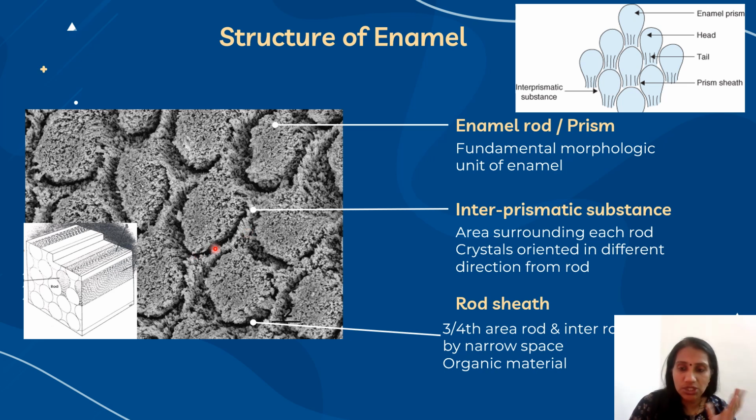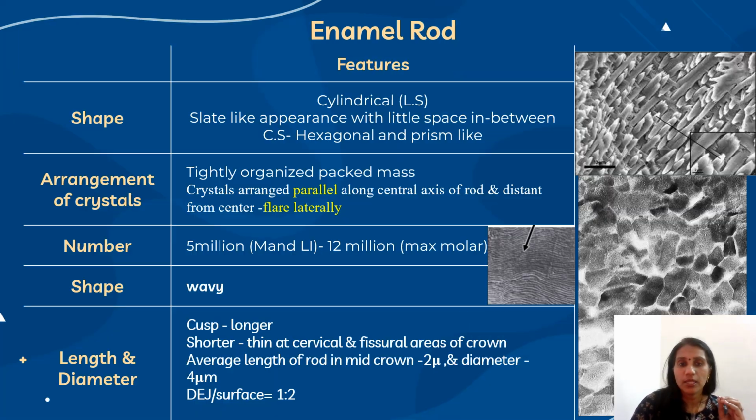Rod sheath, sheath means outer covering of the rod. So it is an outer covering present on the outer surface of the enamel rod. This is an organic matrix, so it is made up of organic components. This space that you see here is your rod sheath.